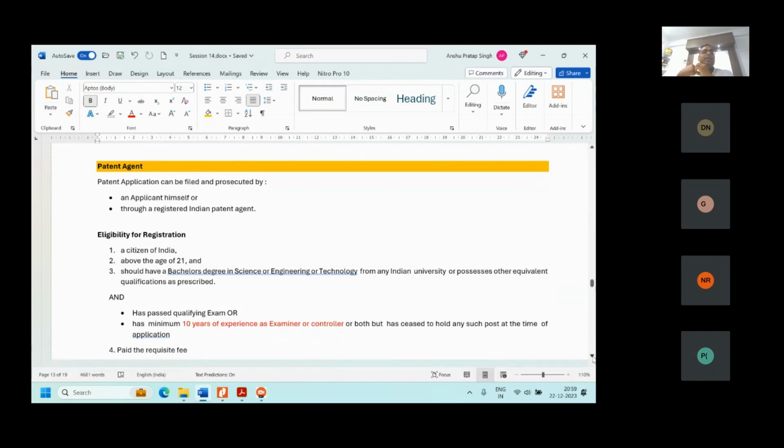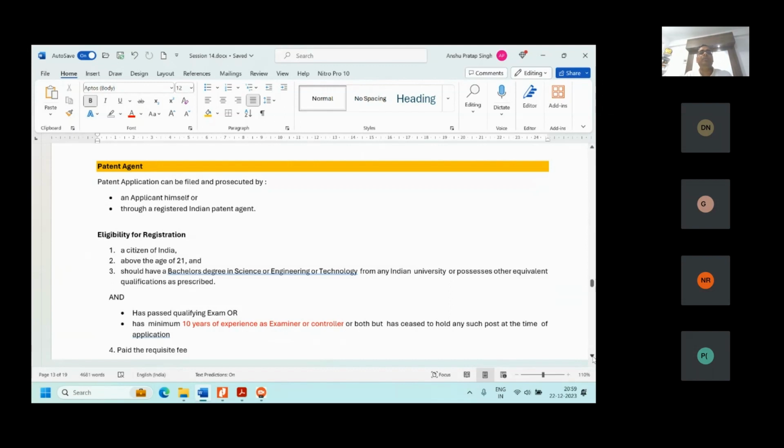Now, another five minutes for the patent agent, which you all are going to become. A patent application can be filed and prosecuted by an applicant or a registered Indian patent agent. No one else has the right to file and prosecute a patent application. Eligibility for registration is simple. You should be a citizen of India, at least 21 years of age, with a bachelor's degree in science, engineering or technology or any other equivalent qualification.